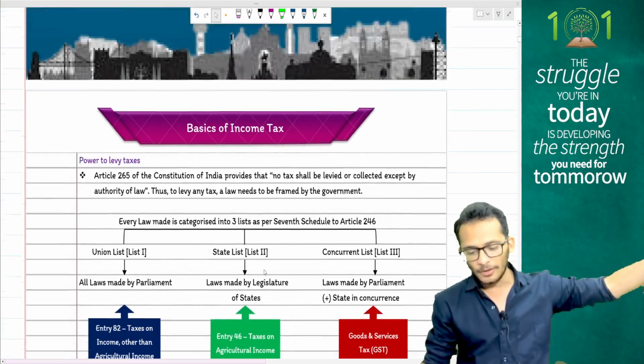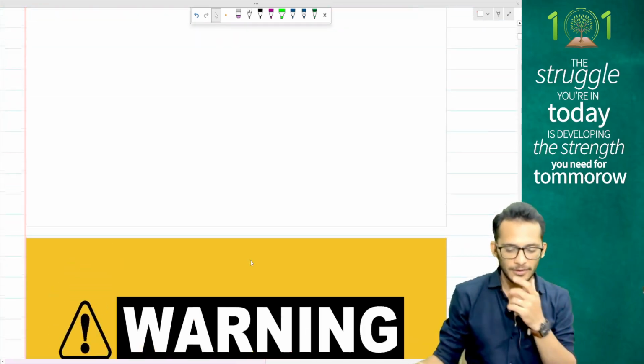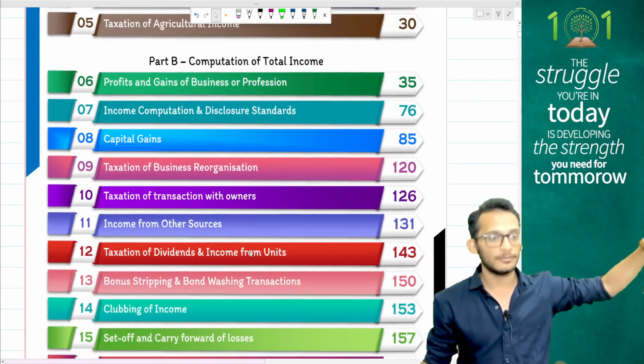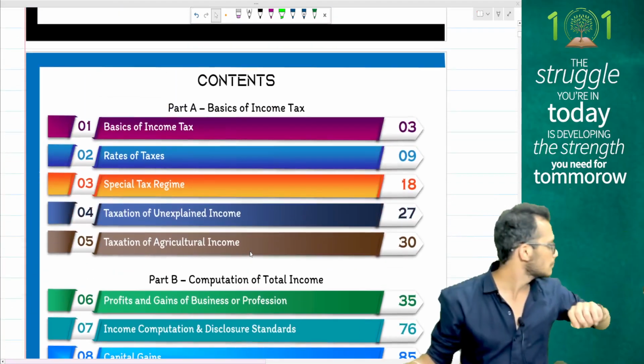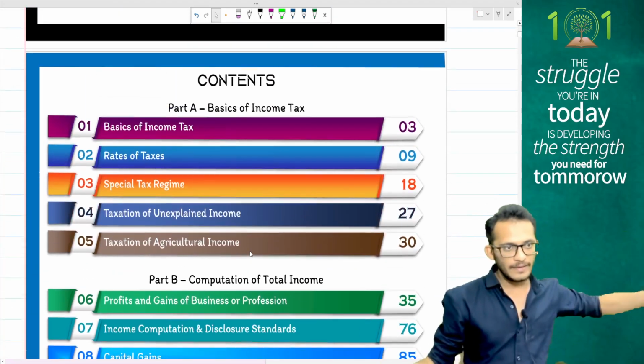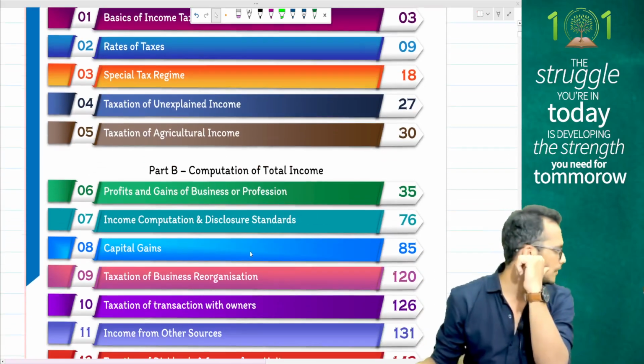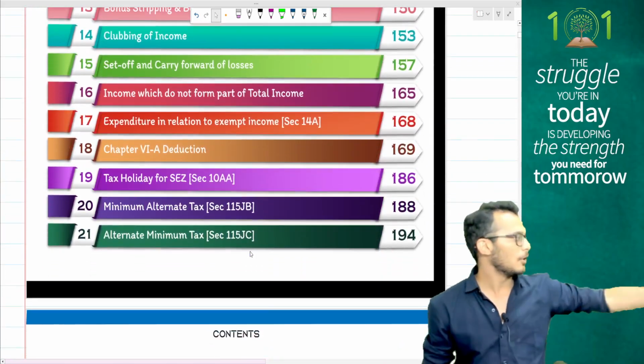Yes. Module 1, I'm quickly showing you, people, what all we are going to discuss in module number 1. We're going to be starting with your basics. Then we're going to go into your computation of total income, and then module number C, this button.